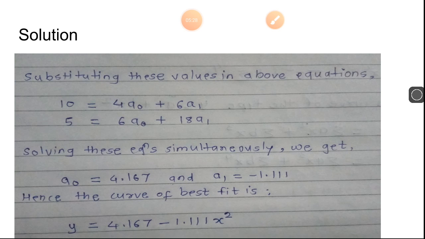Now the last step, substitute these values in the equation of curve. So it is given as y equal to a0 plus a1 x square. After substituting the values of a0 and a1, we get y equal to 4.167 minus 1.111 x square. This is the required equation of given curve.